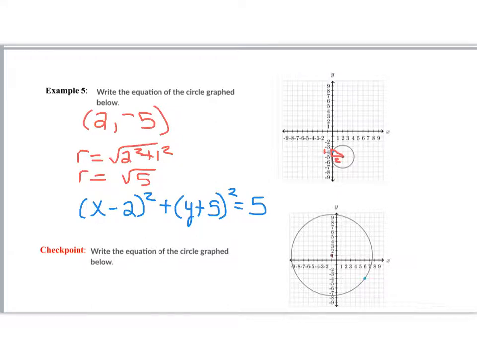All right, so this next one has a center at -1, -1, and it has a point at 6, -4. Find the radius for me, please.